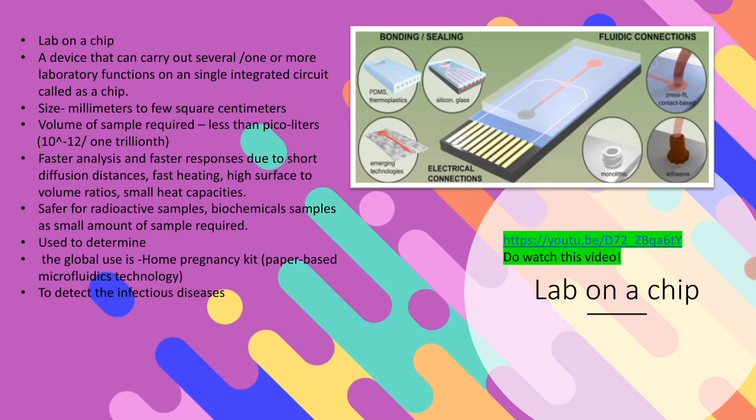Now, the size of the lab on a chip can range from millimeters to a few square centimeters. It is like a very small box, or a thin little rectangular slide. The volume of sample required in the lab on a chip is less than picoliters. Picoliter is a very small unit; a picoliter means one trillionth of a liter of the sample will be required.